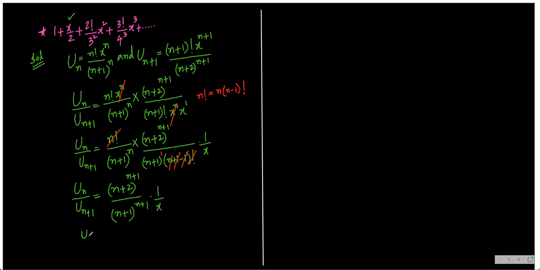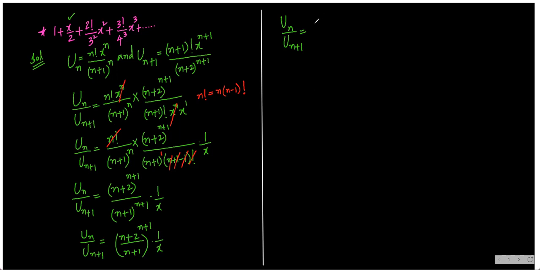Okay now? Yes, sir. Un by un plus 1 value, it is equal to, now you see, numerator and denominator will have the same power. It means that we can write together also. Together means we can write like this also: n plus 2 by n plus 1 whole to the power of n plus 1 also we can write. Both will have the same power, so I am writing together into 1 by x. Now this is continuing. Un by un plus 1 value, it is equal to, what I'm doing here is some manipulation.